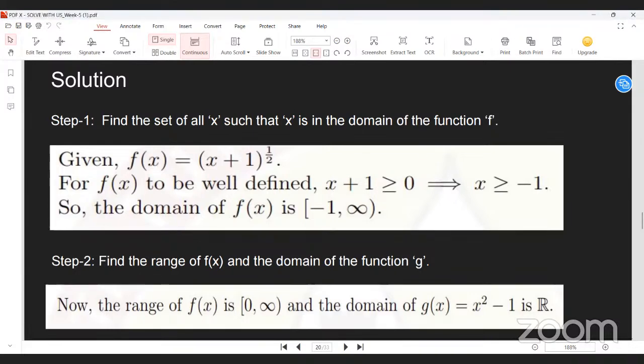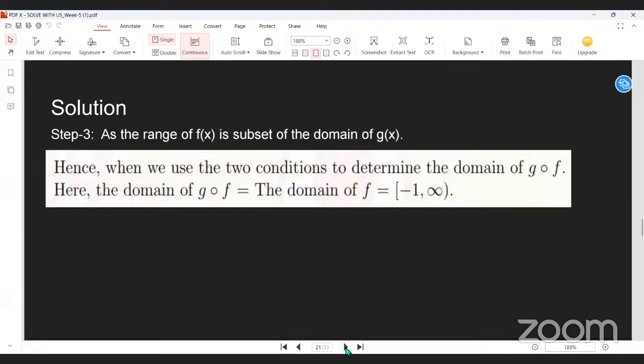So is everyone okay with the question, or does anyone have a doubt? Okay. So shall we move to the next question? Yes, sir.